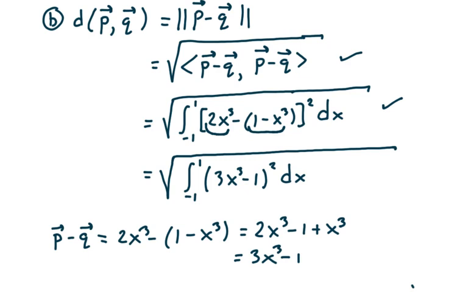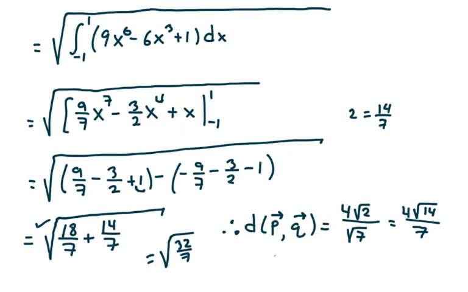So let me say that again. It's the square root of the integral from -1 to 1 of 3x cubed minus 1 squared dx. Now I'm going to square that out. And when I do, I get the square root of the integral from -1 to 1 of 9x to the 6th minus 6x cubed plus 1 dx. But that's the square root of 9/7 x to the 7th minus 3/2 x to the 4th plus x evaluated from -1 to 1.